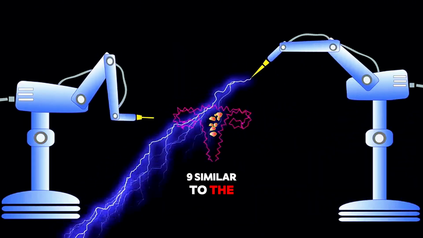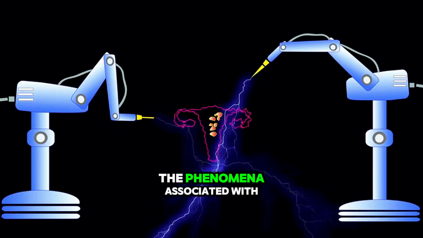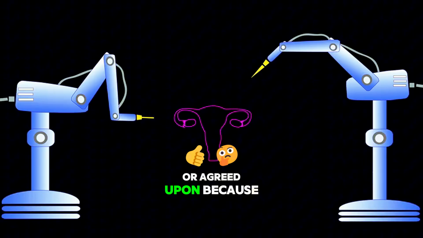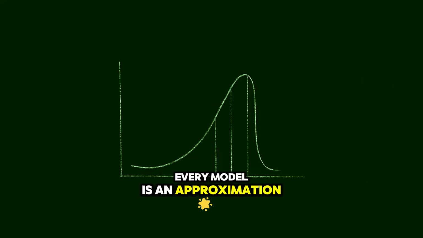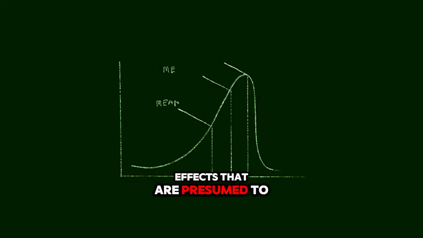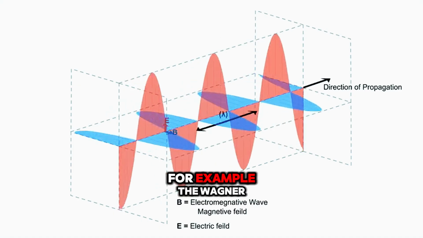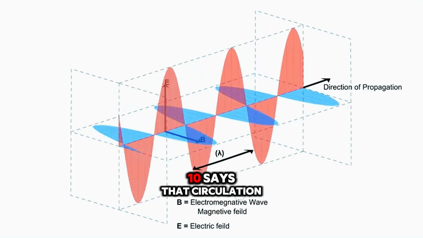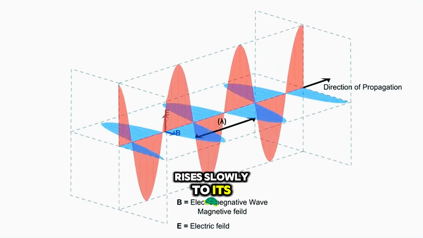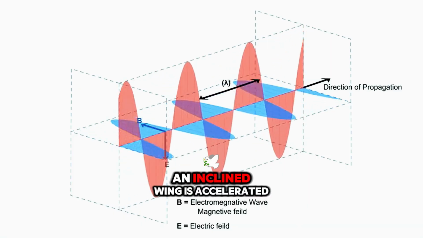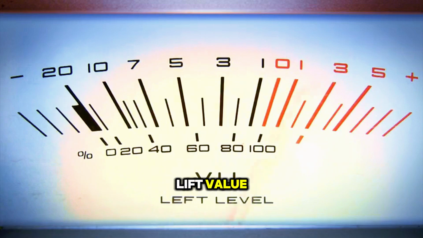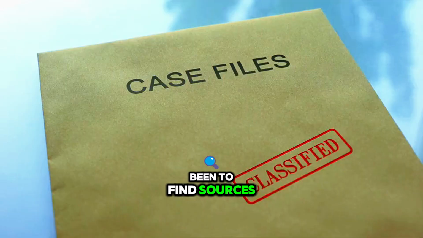Similar to the rotational effect mentioned above, the phenomena associated with flapping wings are not completely understood or agreed upon. Because every model is an approximation, different models leave out effects that are presumed to be negligible. For example, the Wagner effect, as proposed by Herbert A. Wagner in 1925, says that circulation rises slowly to its steady state due to viscosity when an inclined wing is accelerated from rest. This phenomenon would explain a lift value that is less than what is predicted. Typically, the case has been to find sources for the added lift.